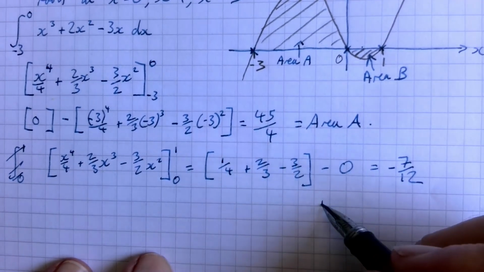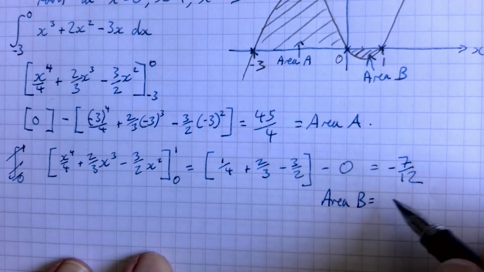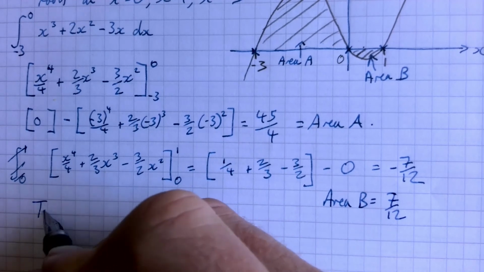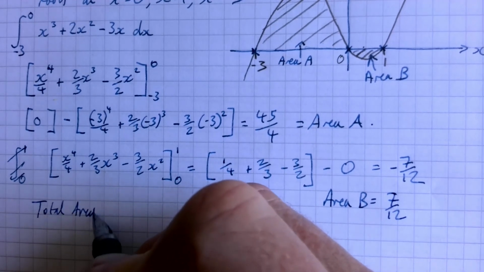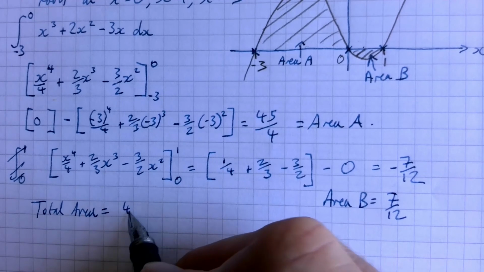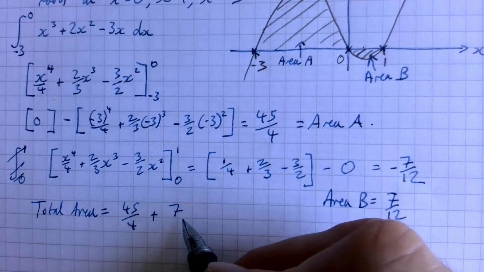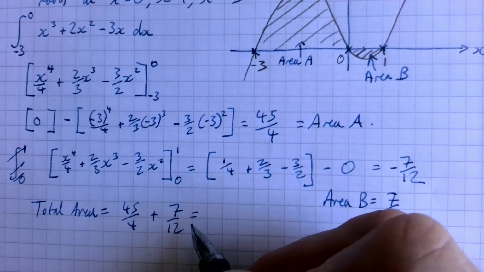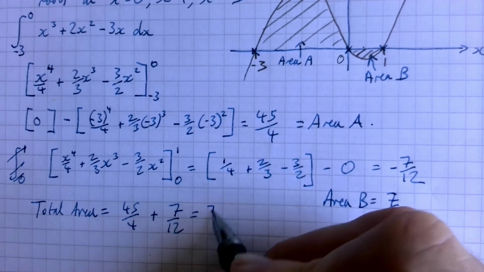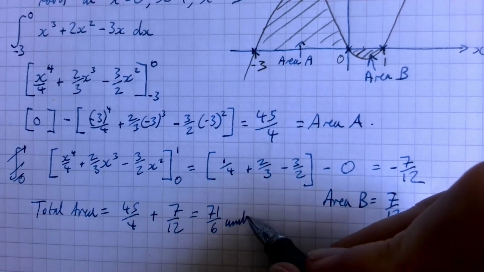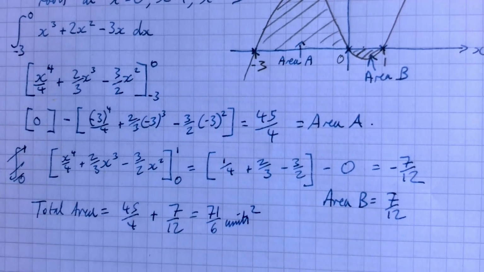Therefore, the area B is going to be that positive value. And so the total area is going to be area A, which is 45/4, plus area B, which is 7/12. And all you have to do, add those together, gives you 71/6, which you can leave as a mixed number or whatever, but that'll do. That's absolutely fine. As an answer, you can say units squared if you like, but that's that.